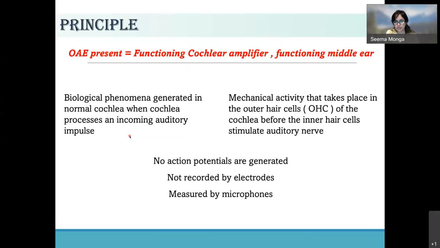So it is the biological phenomenon generated in a normal cochlea. When the cochlea processes an incoming auditory impulse, we are giving a sound. What biological phenomenon is generated in the cochlea? It is OAE. This is the mechanical activity that takes place in the outer hair cell of the cochlea before the inner hair cells are stimulated. There are no action potentials. We are not measuring electrical activity. We are only measuring the sound. That is why it is measured by the microphones. It is not recorded by electrodes, like in BERA, we use electrodes. In OAE, you are using the microphones.